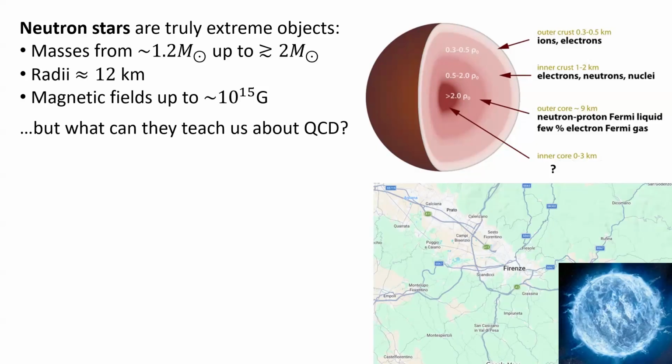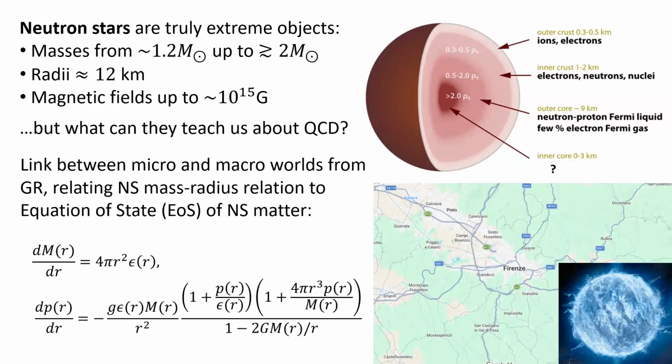Now you can of course ask a very natural question. So what can these tiny objects that are situated somewhere at least hundreds of light years away from us, in many cases much further, what can they teach us about the QCD length scale of 10 to 15 meters or so? And this is genuinely puzzling. The answer comes from general relativity.